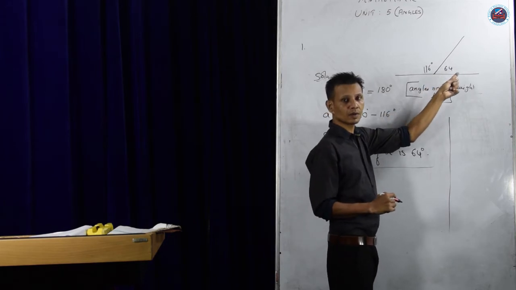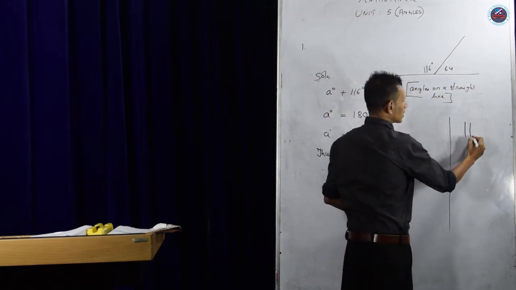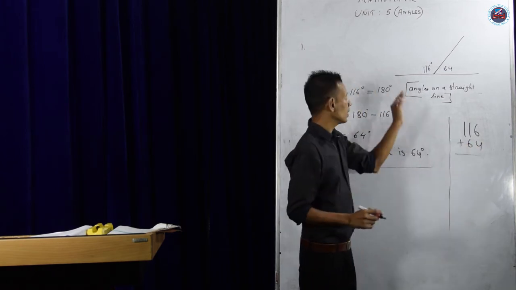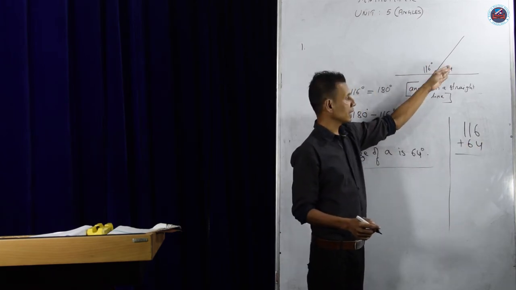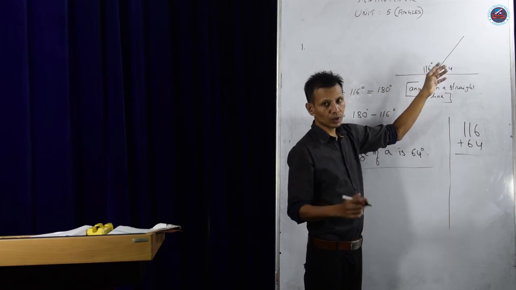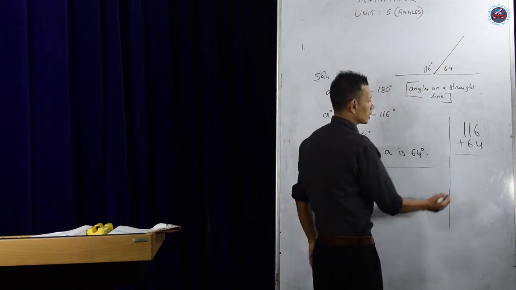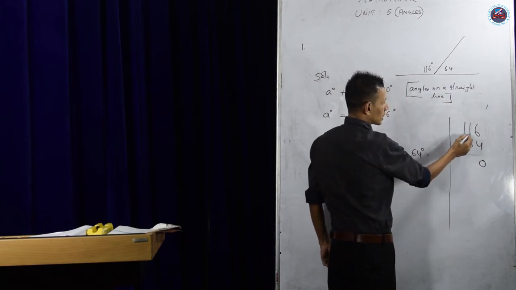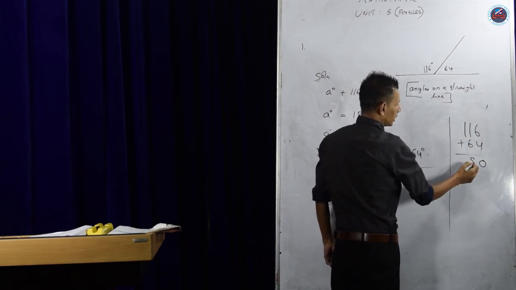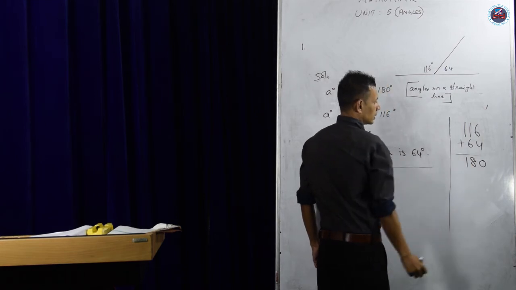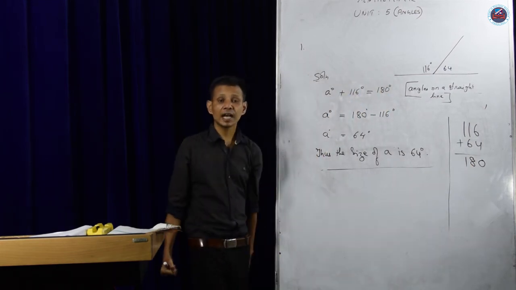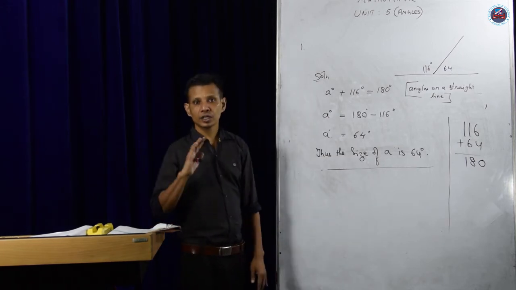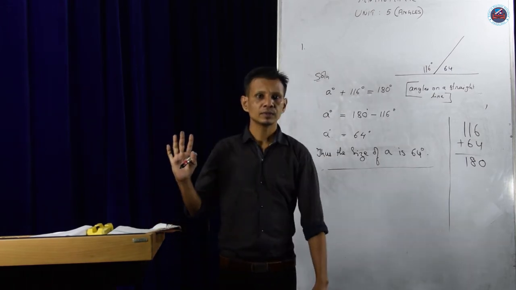116 plus 64. Why plus? Because if we add up the angles on a straight line, we always get 180 degrees. Let's see if we get it or not. 6 plus 4, 10, 1 in hand. 6 plus 1, 7. 7 plus 1, 8. 1 will come down. Yes, we got 180 degrees. That means your answer is correct. You're going to get full marks now.